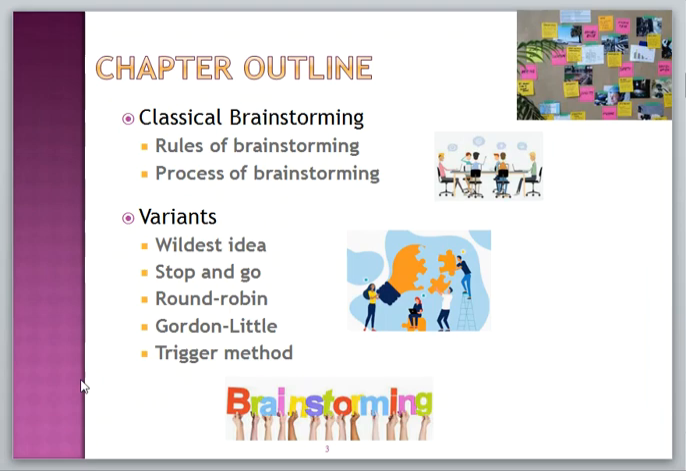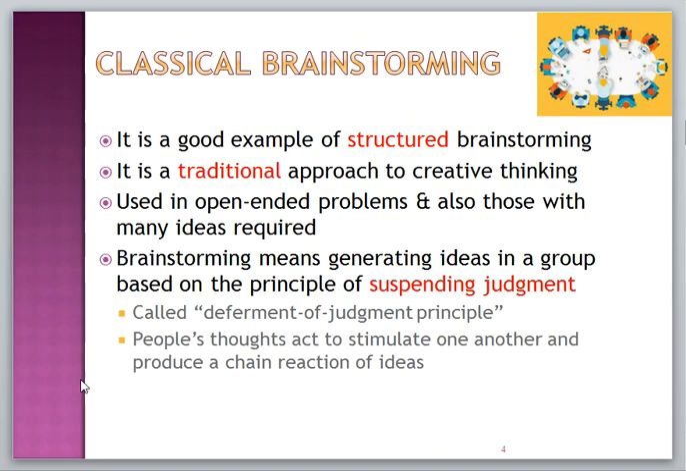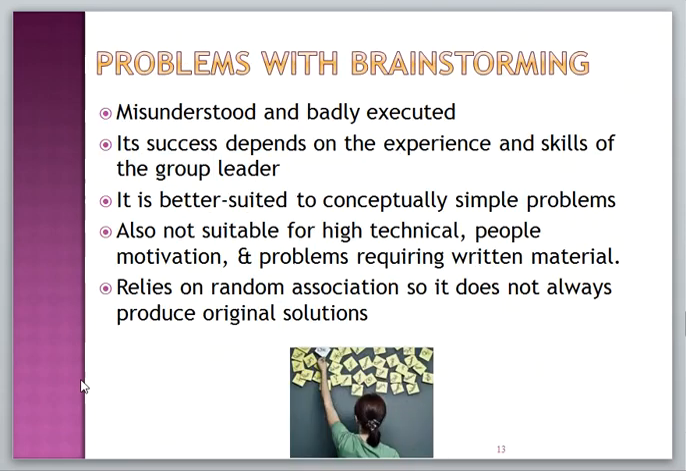We finished all the classical outline here, and in the end we have 2 points to discuss: what might be the problems of brainstorming. It's clear that brainstorming is used for simple problems, not complicated ones, not suitable for technical ones. It relies on random association, so it doesn't always produce original solutions. Probably the one who talks in the beginning makes the whole session go to what he said. So there is some bias for the first thoughts.